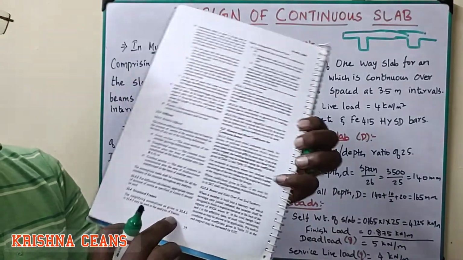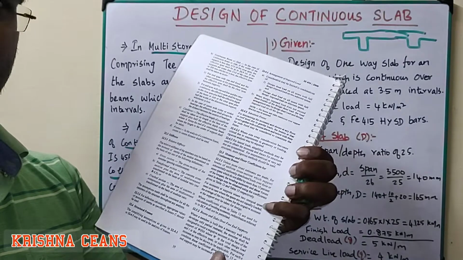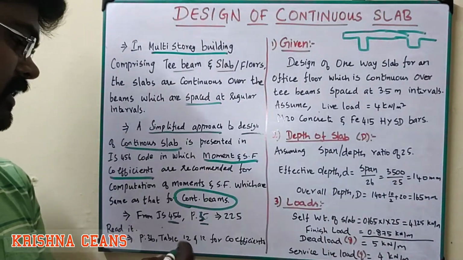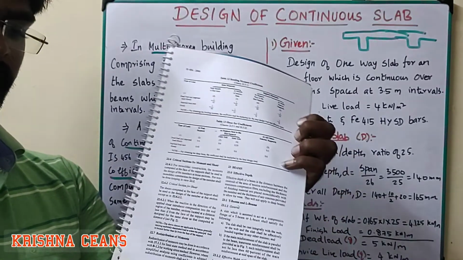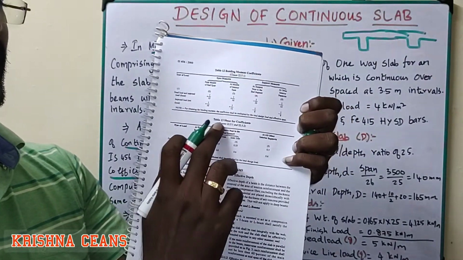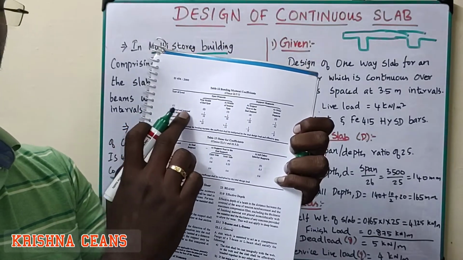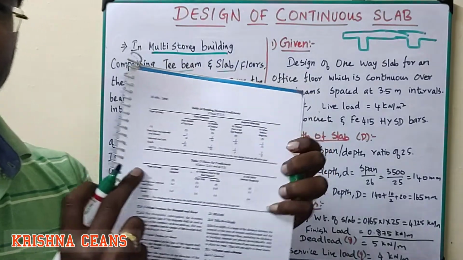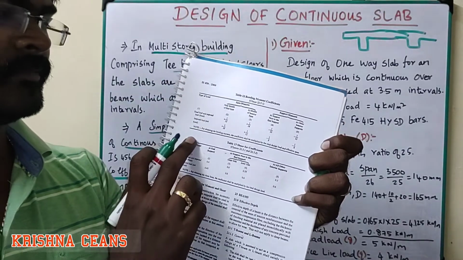So IS 456 page number 35, moment and shear coefficients for continuous beam. They provided all the details for the shear coefficient and moment coefficient calculation, and they mentioned them in Table 12 and 13 on the next page, page number 36. Table 12 gives the bending moment coefficient as well as the shear force coefficient. We have to refer for the dead load and imposed load.